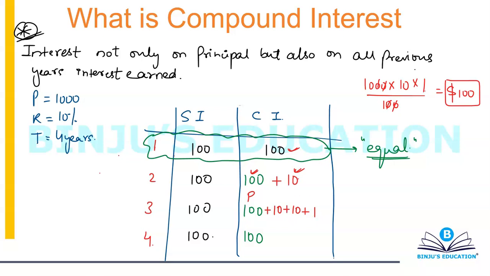Now when you go to the fourth year, this 100 is from the principal. Apart from this, you will be getting 10% of this 100, which is 10. 10% of this 100, which is another 10. 10% of this 10, which is another 1. 10% of this 10, which is another 1. And 10% of this 1, which is another 0.1. So this entire thing is your interest for the fourth year. This is what you need to understand regarding compound interest.